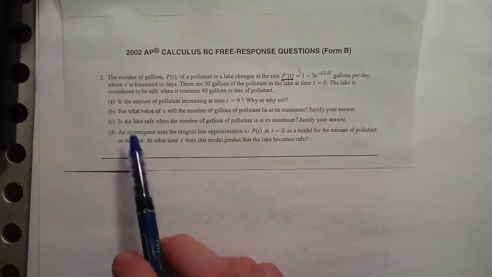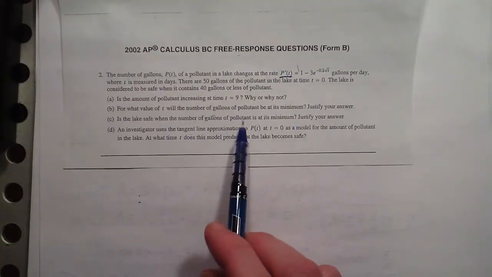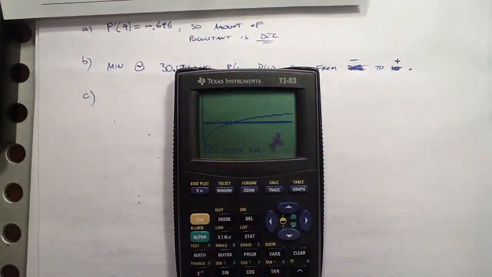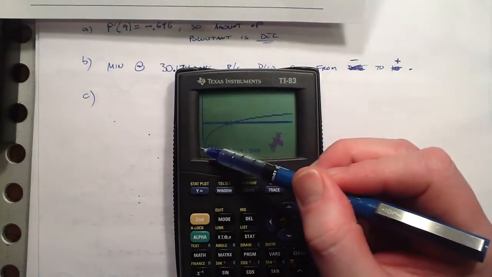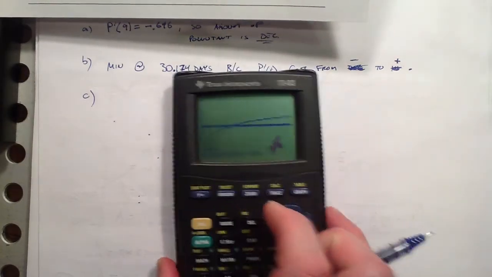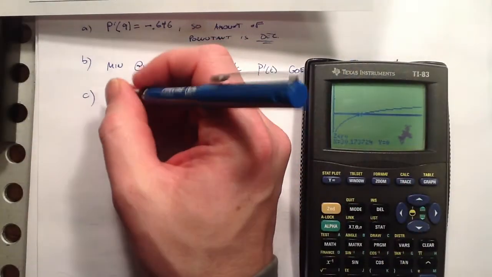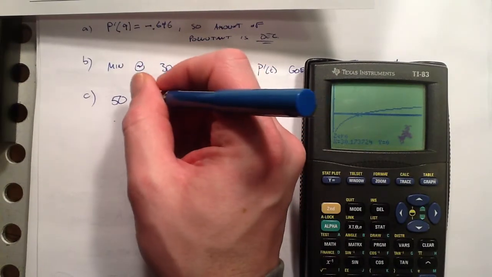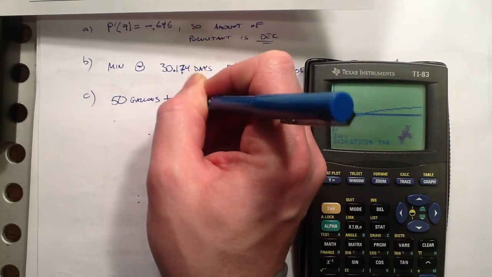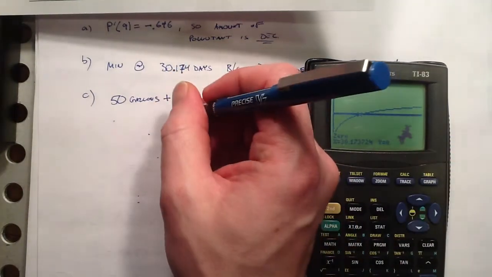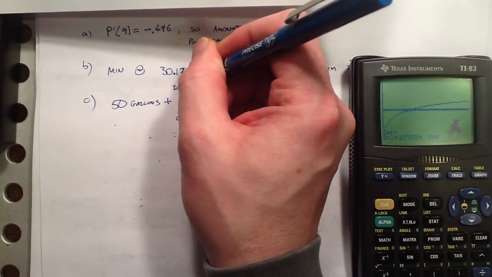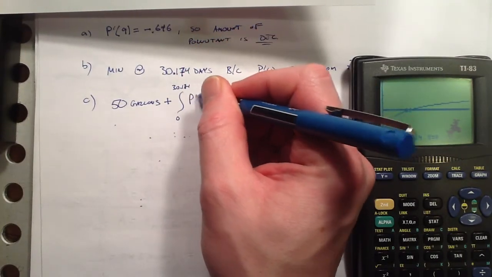Part C. Is the lake safe when the number of gallons of pollutant is at its minimum? Well, to figure out how much it's changed, we'd have to find the area, right? The change in pollutant is the area under this from 0 to that value. So remember, we're starting from 50. We're starting at 50 gallons, and then plus whatever this is. It's going to be a negative number because it's a negative area, right? From 0 to 30.174 under the p prime of t.